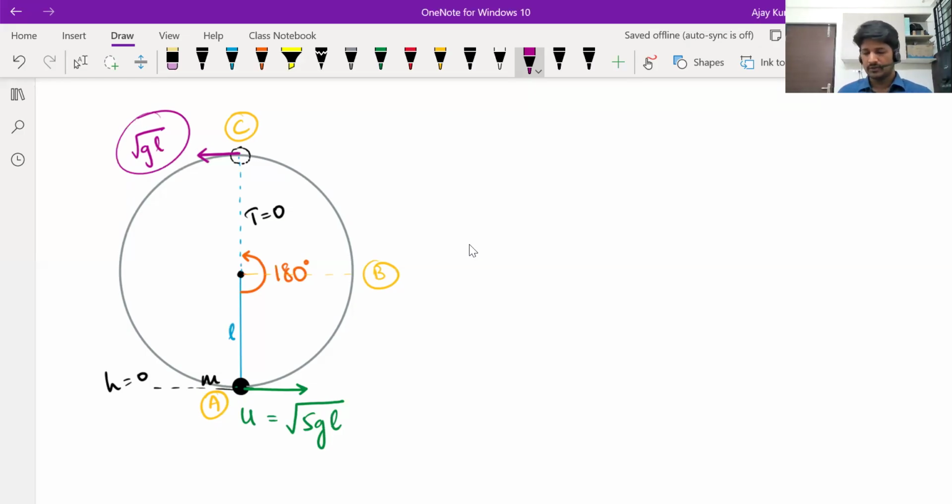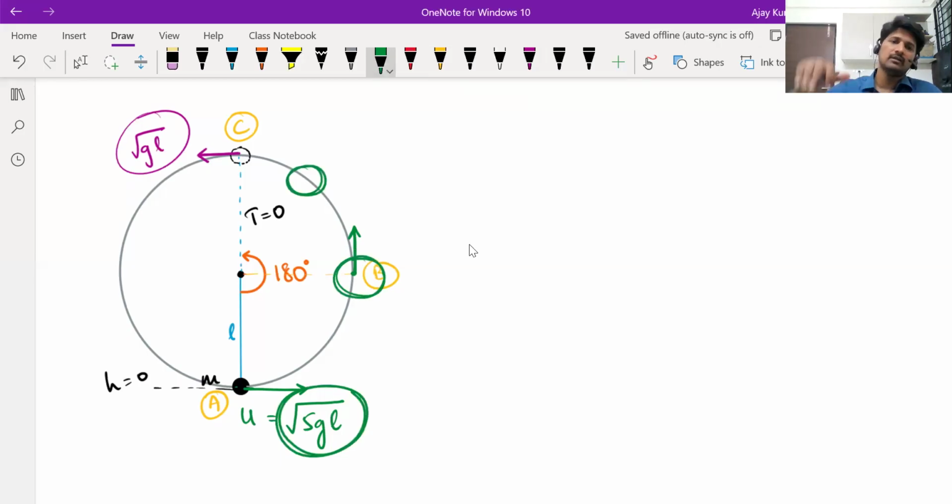If it is root 5 GL at the bottommost point, then the question you were last asked is the velocity at this position, right? Minimum velocity at this position such that it can reach the top. If you are giving the minimum required velocity here, then at every other point also, it will be moving with just the minimum amount of speed needed to get to the top. You were asked, what is its speed here if it barely manages to get to the top?